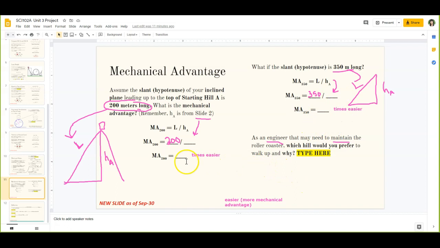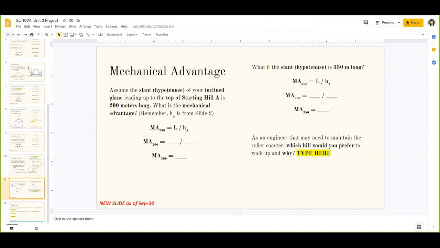So you would say, I would rather walk up the 200-meter long hill or the 350-meter long hill, because dot dot dot, it would be blank times easier. Something like that would make sense for an answer there. So, easy peasy slide. Let me go ahead and clear this off and then just talk about the conclusion.